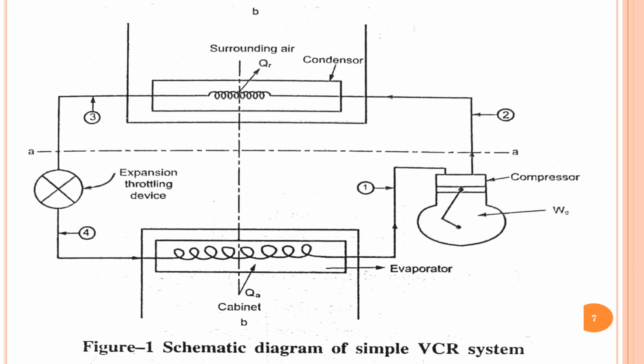So let us go with this simple VCR cycle. In the exam the question may be there with a schematic diagram: explain the construction and working of simple VCR cycle. So this is a schematic diagram of simple VCR cycle. The process 1 to 2, 2 to 3, 3 to 4, 4 to 1.